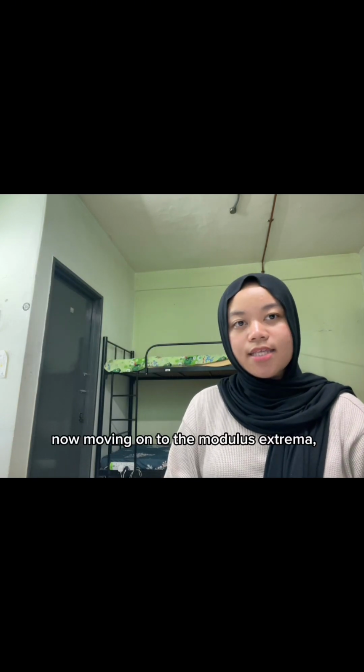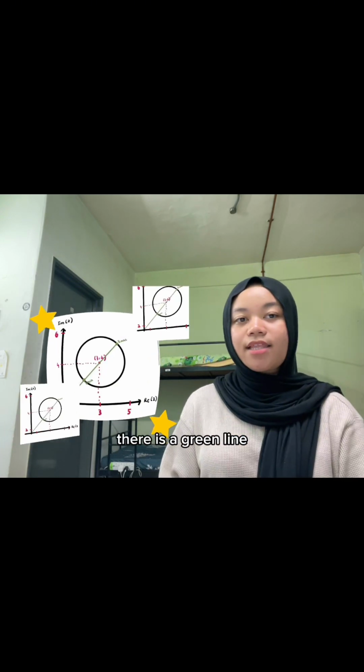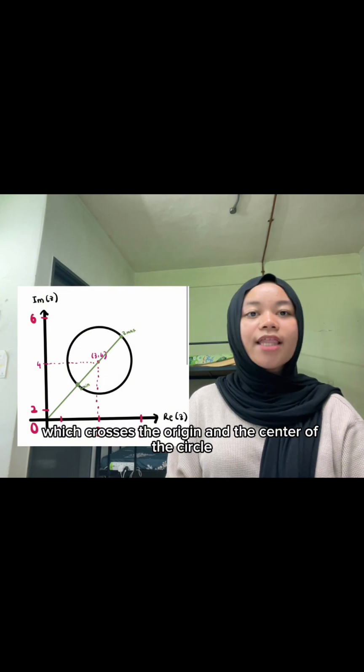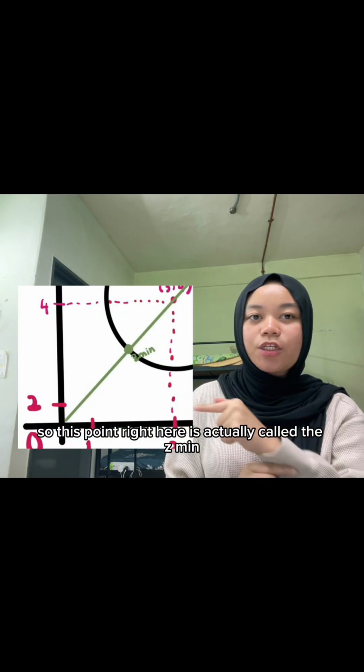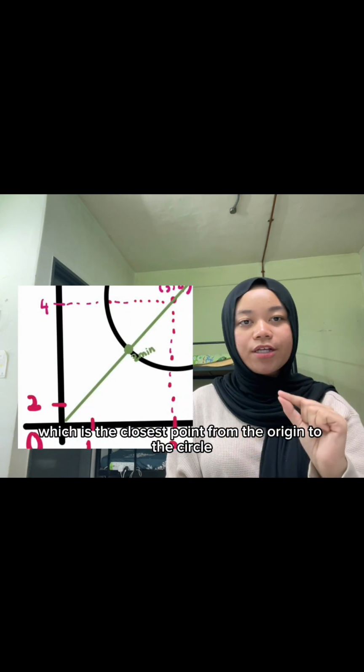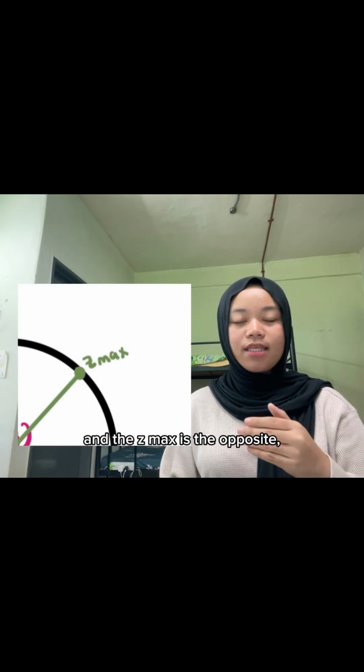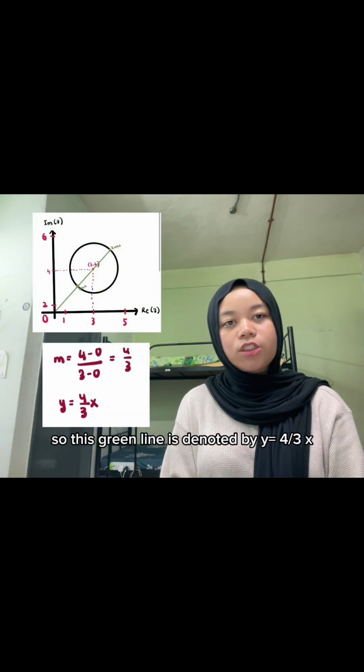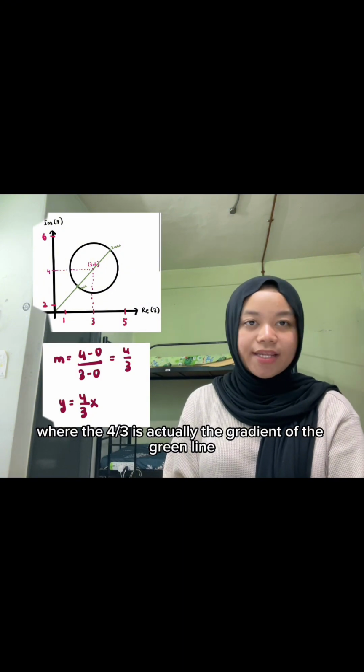Now moving on to the modulus extrema. So this is our circle, and as you can see, there's a green line which crosses the origin and the center of the circle. This point right here is called the z-min, which is the closest point from the origin to the circle, and the z-max is oppositely the furthest point from the origin to the circle. This green line is denoted by y = (4/3)x, where 4/3 is the gradient of the green line.